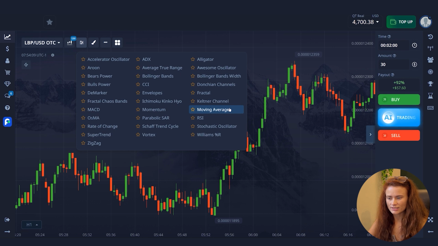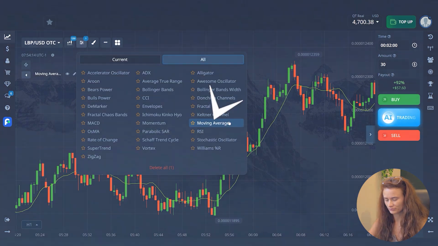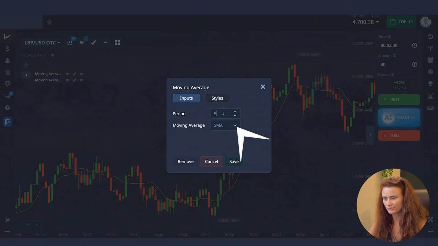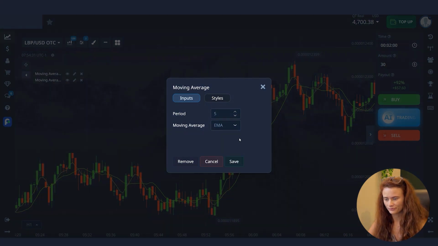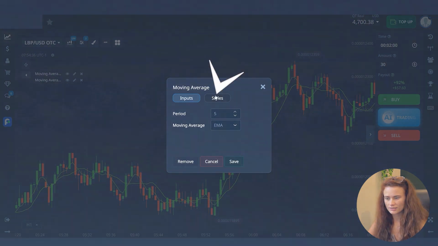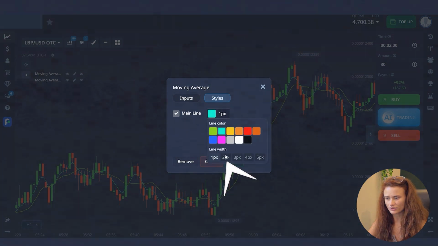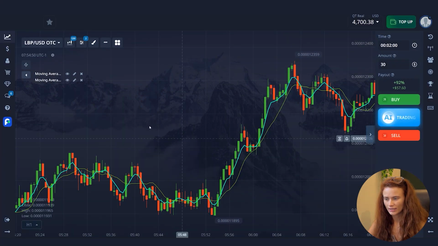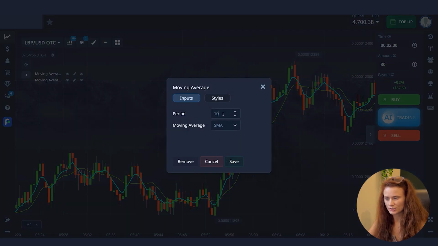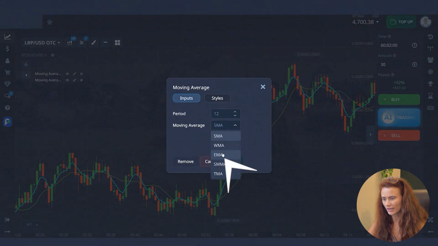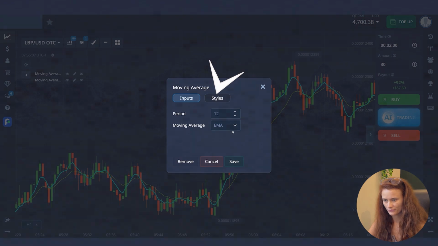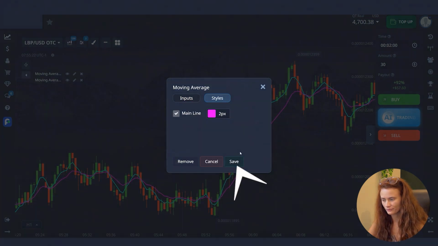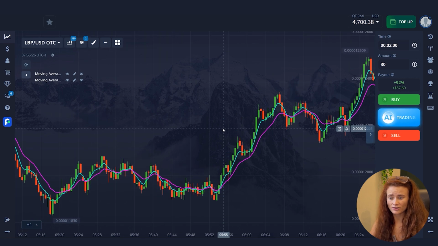In the list of indicators, I will choose 2 moving averages. The first moving average period will be 5. Type will be EMA. In the style settings, set the color of the line to turquoise and increase the thickness. The second moving average period will be 12, also EMA. The color of this line will be pink, also increase the thickness. And with this, the settings are complete.